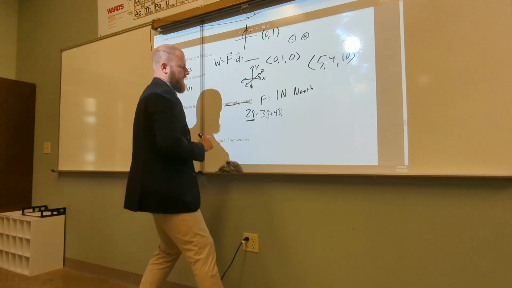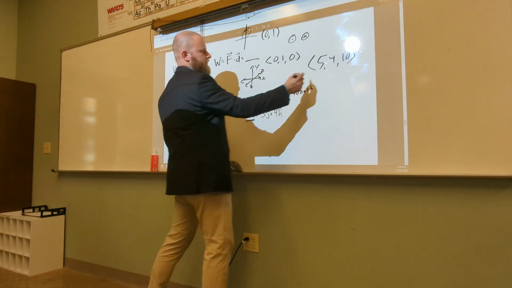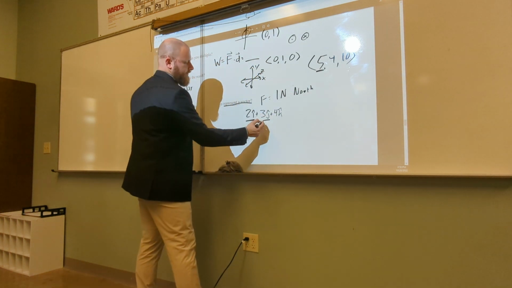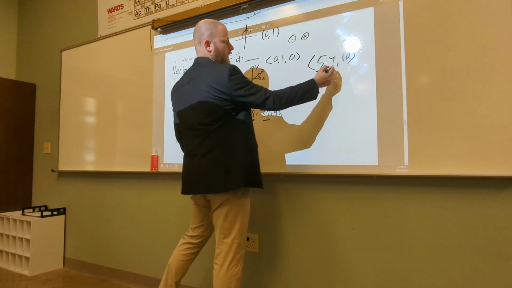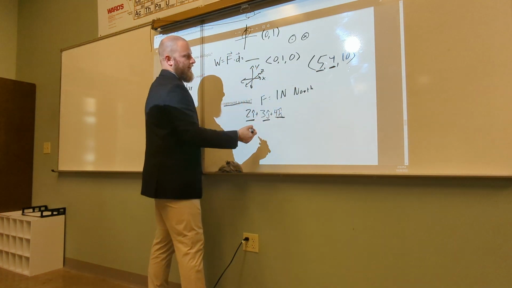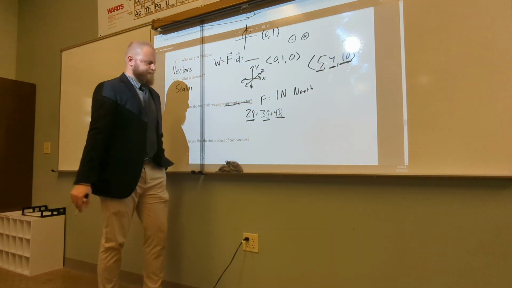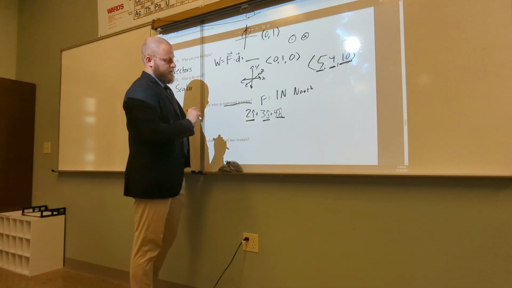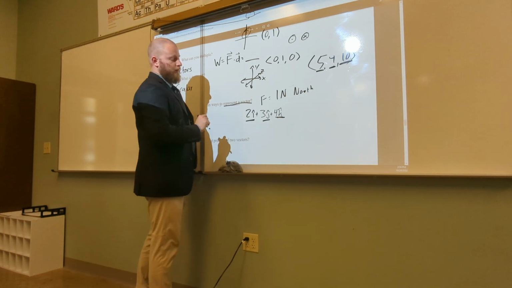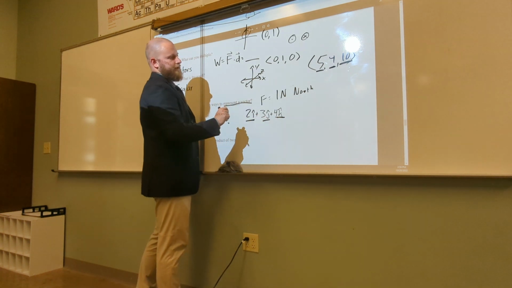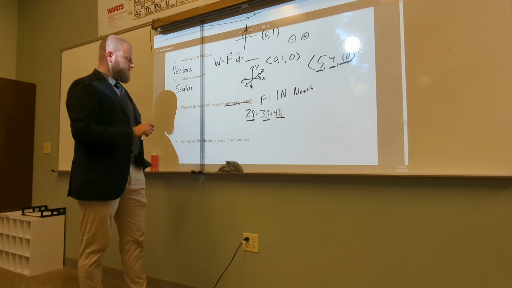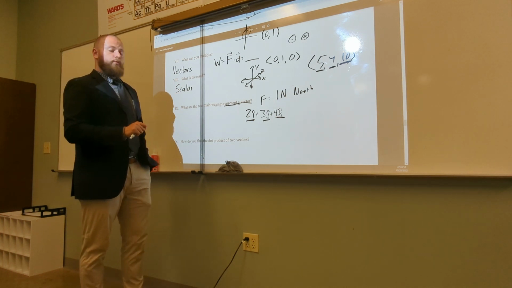So this i hat represents the x direction, okay? This j hat represents the y direction, and this k hat represents the z direction, okay? So this would be 2 in the x direction, 3 in the y direction, and 4 in the z direction. Okay? And so that's just one other way.